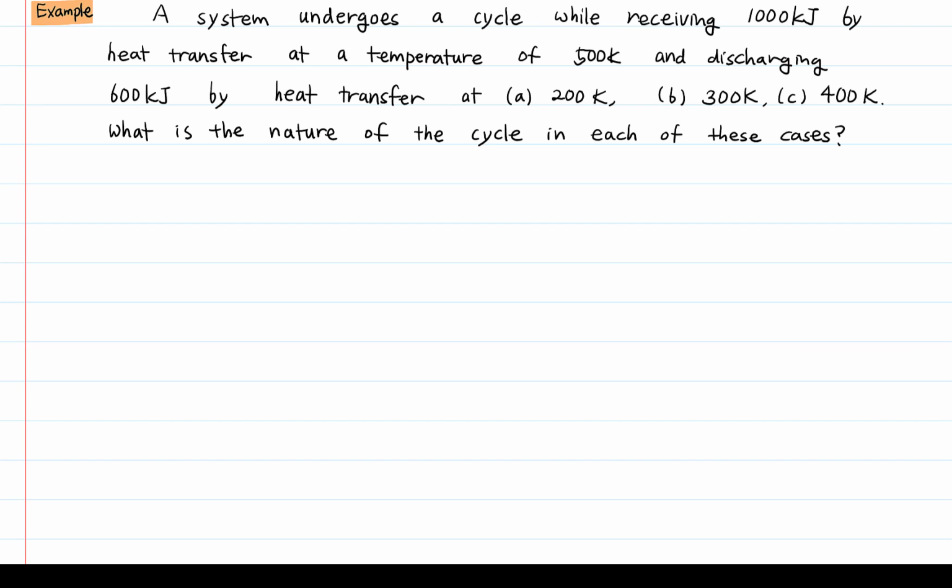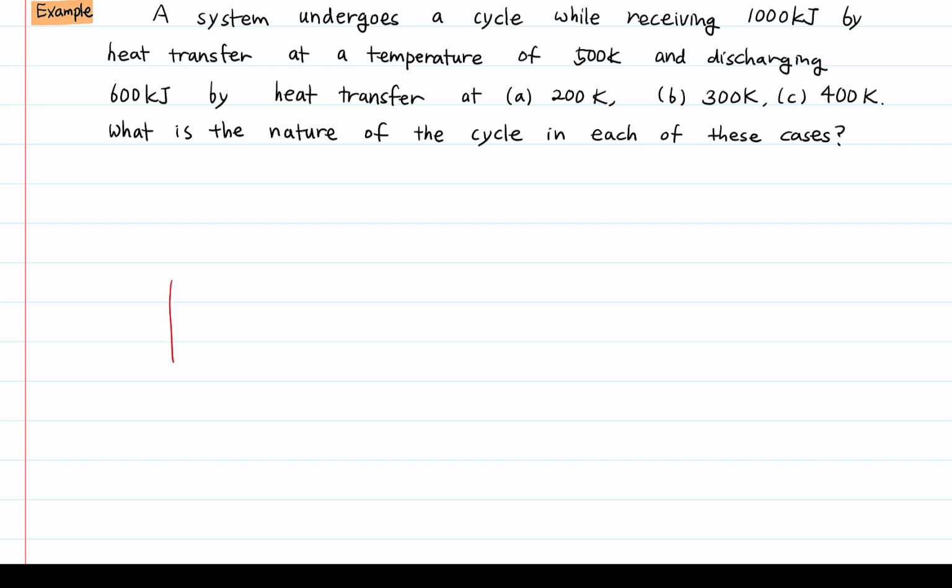Let's say an example. A system undergoes a cycle while receiving 1000 kJ by heat transfer at a temperature of 500 Kelvin and discharging 600 kJ by heat transfer at 200 Kelvin, 300 Kelvin, and 400 Kelvin. So what is the nature of the cycle in each of these cases? We need to determine whether the cycle is reversible, irreversible, or impossible.